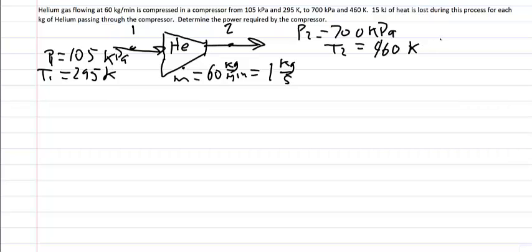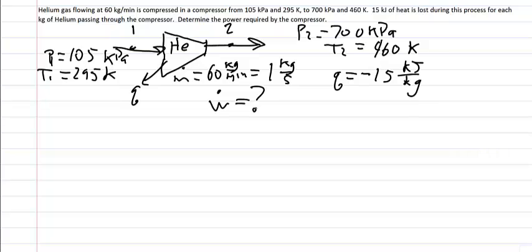We're also told in this problem that 15 kilojoules of heat is lost for each kilogram passing through the compressor. So that tells us that q is 15 kilojoules per kilogram. However, since we're losing heat, heat is coming out of the system, so this is a negative number. We should show this as minus 15 kilojoules per kilogram. And what we're trying to find then is the power required by this particular compressor. So we're trying to find W dot, and that's our unknown.